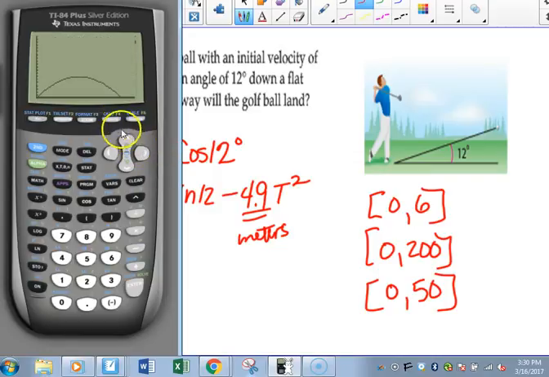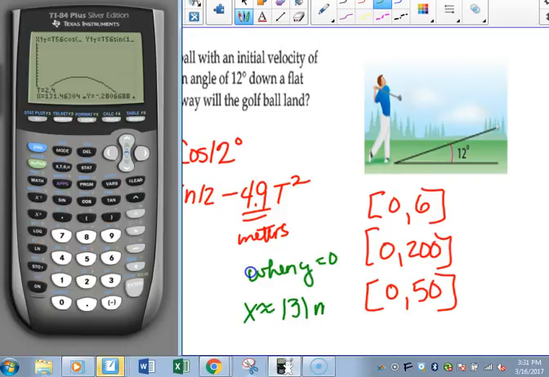Okay, so what we wanted to really trace was the distance away from us when it hits the ground, right? So when y gets close to 0, it's about 131 feet away is the x value. It was meters, I lied, not feet. All right.